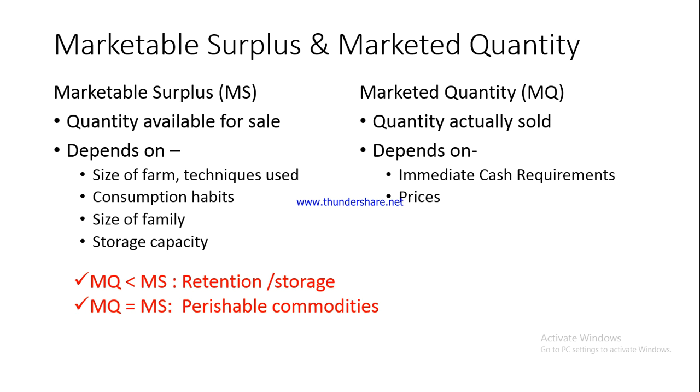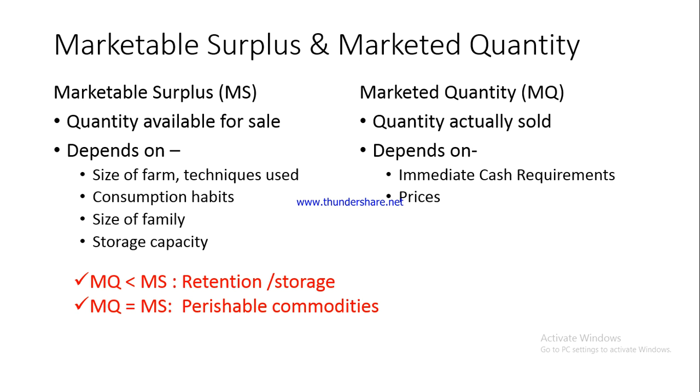So what happens is the farmer generally sells all that is available for sale, which means the marketed quantity, or the quantity which will actually be sold in the market, would be the same as whatever is left to be sold, the marketable surplus. So whatever extra he has, he will sell all of that.